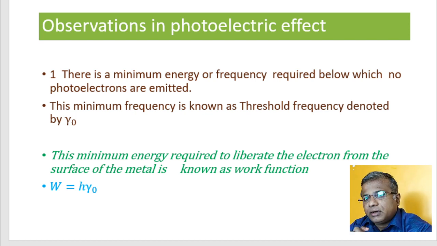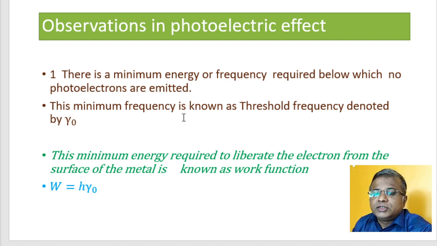In the first section, the main observation which we saw is that there is a minimum frequency known as the threshold frequency. If the incident light has a frequency more than this threshold frequency, only then do we see photoelectric emission. Otherwise, whatever the intensity may be, intensity basically means you are increasing the number of photons. Increasing the photons means you are creating more and more light energy. So light energy is not that important as compared to the frequency of the light.